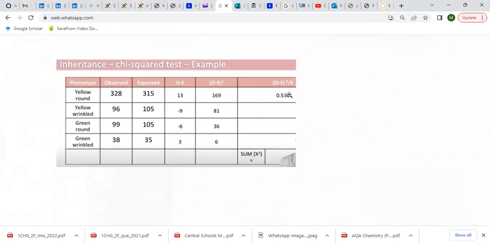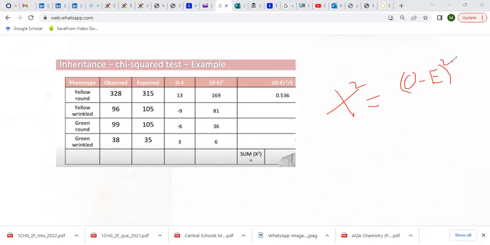What is the chi-square test? What is the equation for the chi-square test? The equation is x square is equal to what? Observed minus expected, squared, over expected. Yes, and actually this is the sum of. So this is the chi-square test: x square is equal to the sum of observed minus expected squared, divided by the expected.